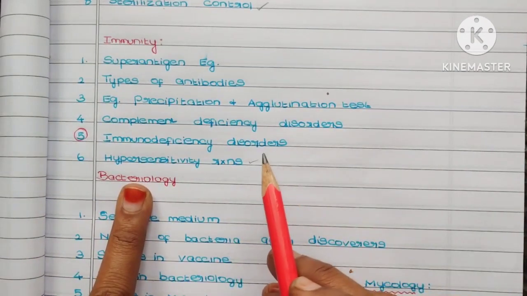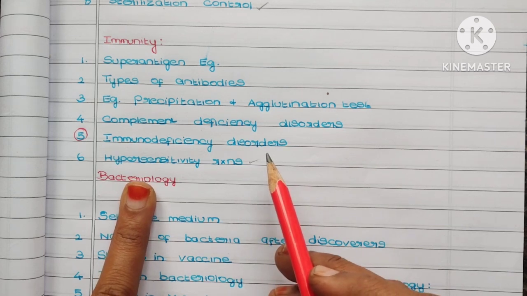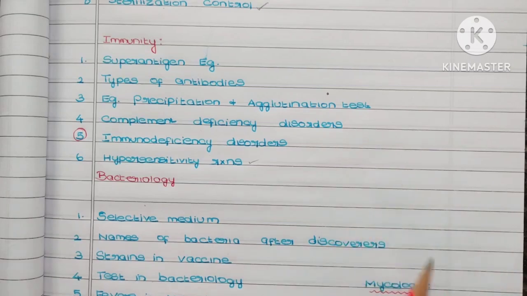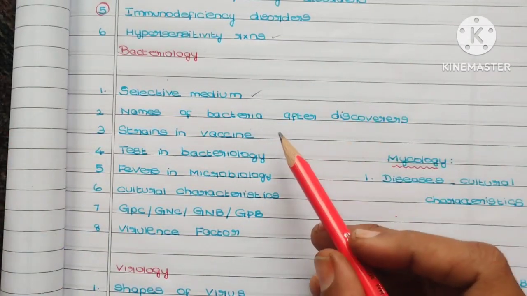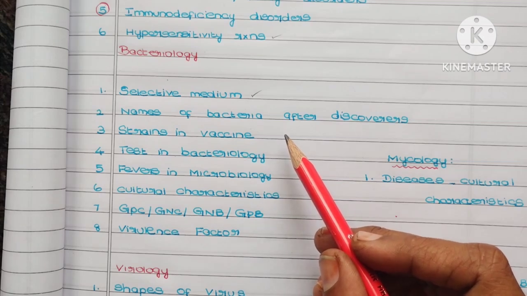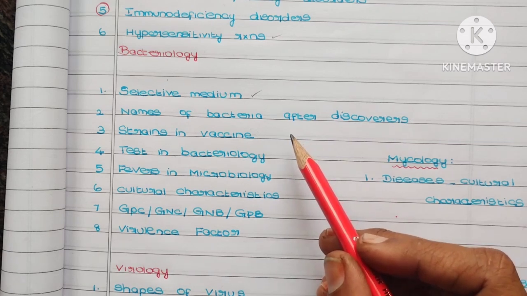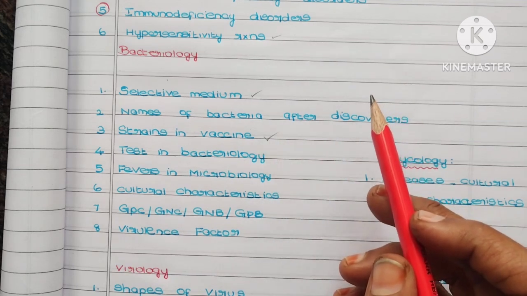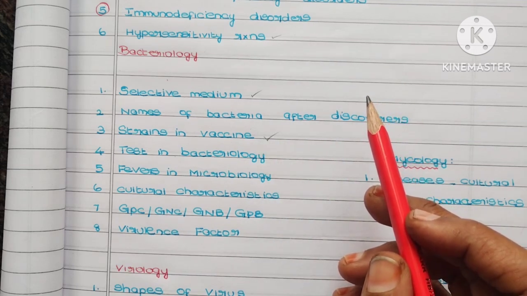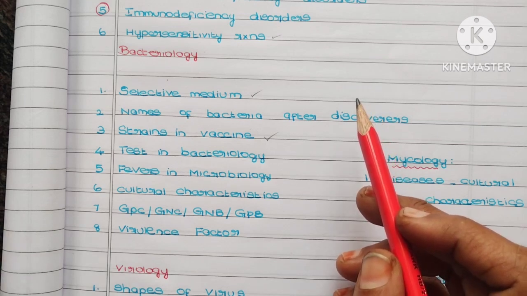Coming to hypersensitivity reactions, there are 4 hypersensitivity reactions, and presently 5 have been developed. In that, the examples are important. Coming to bacteriology, you want to know the selective medium for all the bacteria. And as I know, the scientists in microbiology are important, right? There are bacteria which have been named after scientists, like Edwardsiella, named after Edwards. And what are the strains in vaccines, like BCG Danish strain is used, and Park-Williams strain is used for Corynebacterium diphtheriae.